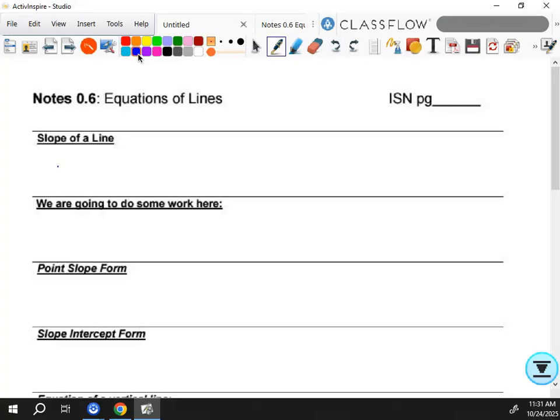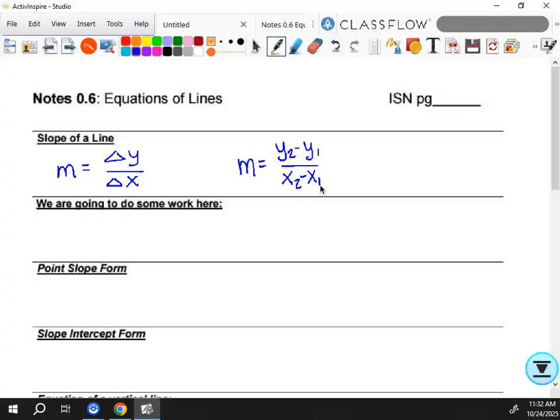M, okay. So M equals delta y over delta x, okay? What does delta mean? Change, okay? So it's a change in y over the change in x, okay? That's all it is. As an equation, it is y2 minus y1 over x2 minus x1.